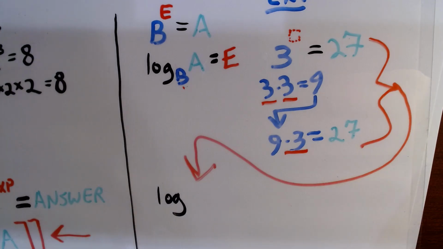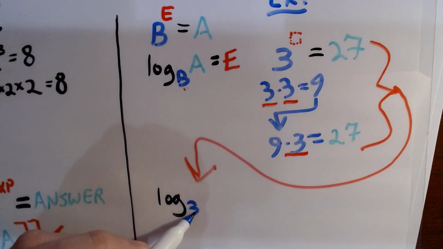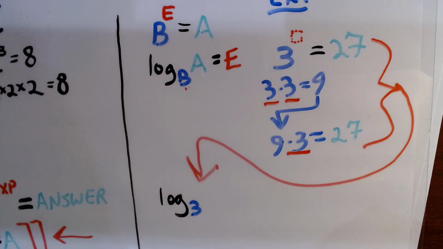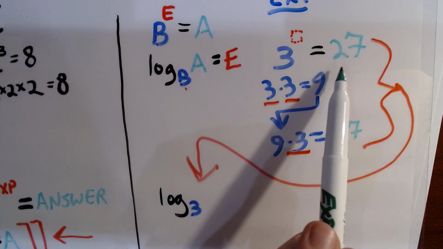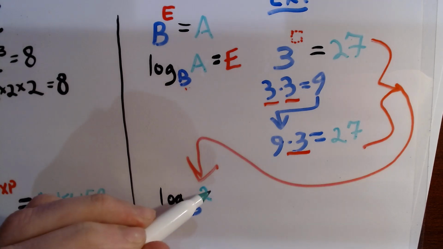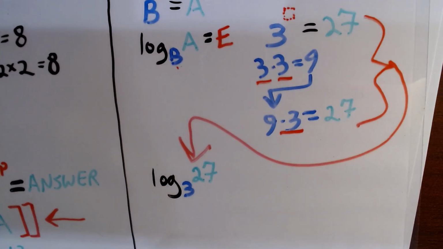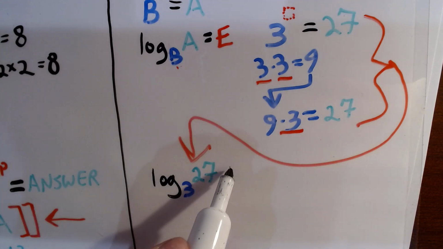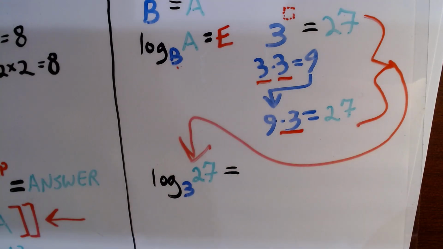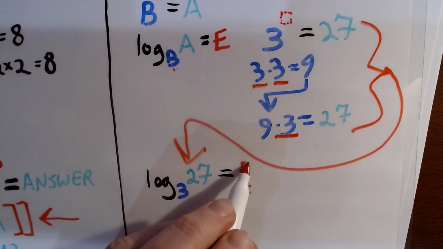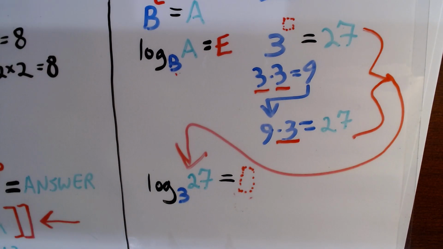Log. What's our base? What's our number we're working with? Right? 3. What was the final result? Well, 27. Let's put that there. And what we don't know is our exponent. That was the blank part, right? That was our little dotted box up there that we solved for, okay?